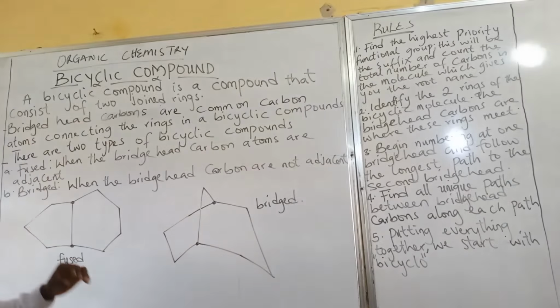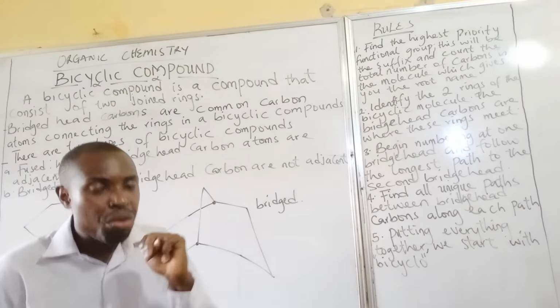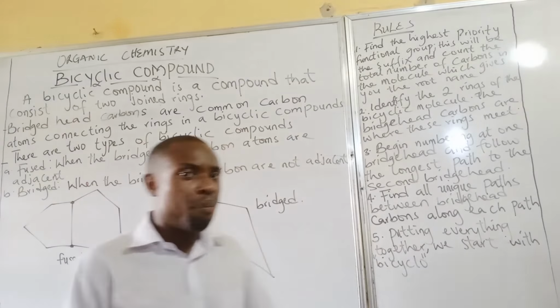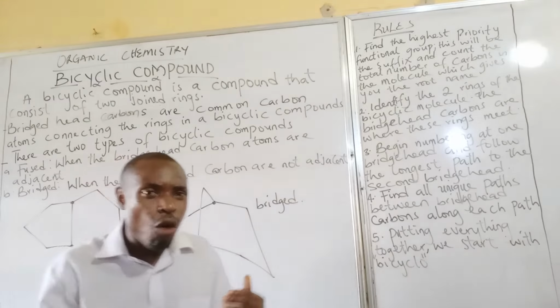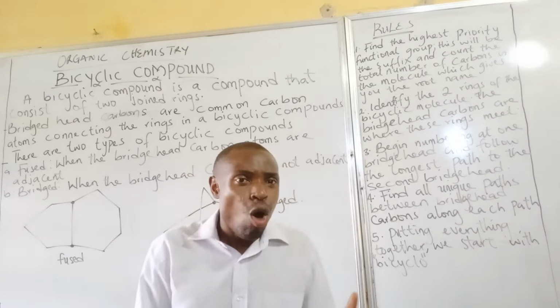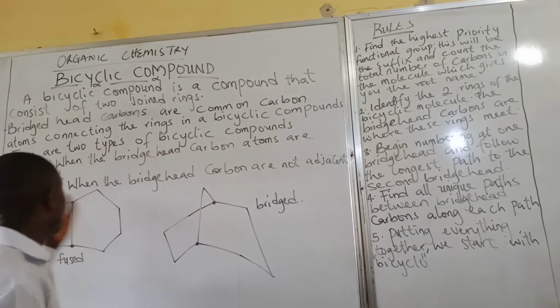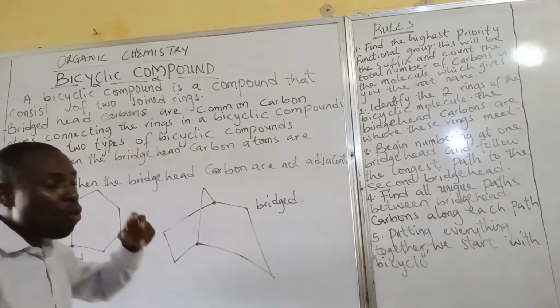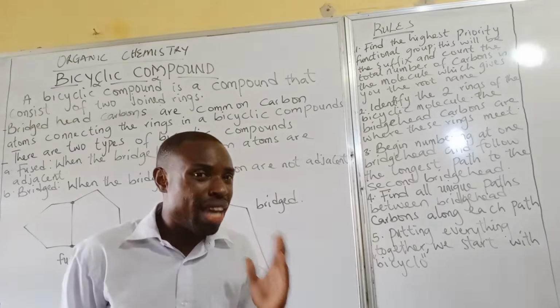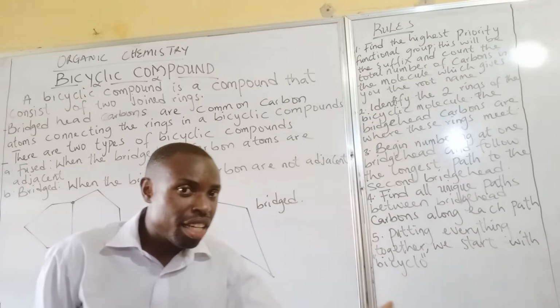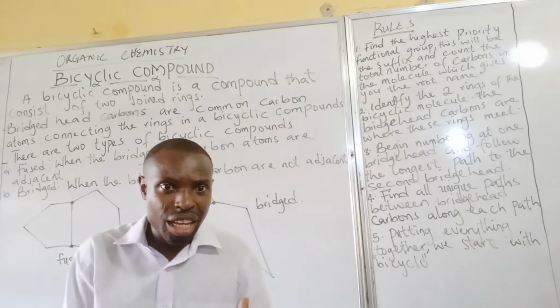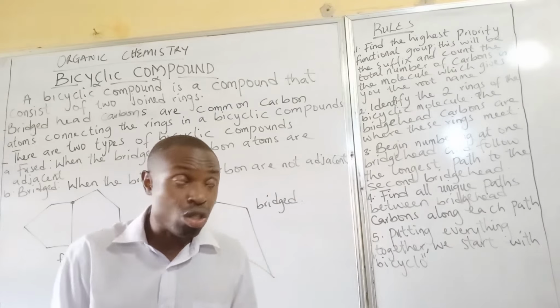A bicyclic compound is from the word bi, which means two. A bicyclic compound is a compound that consists of two rings that are joined together. Two rings: bi, two; cyclic, ring, or closed.